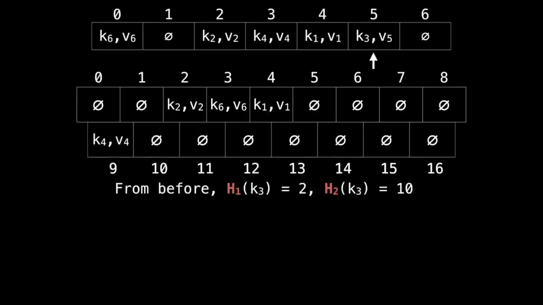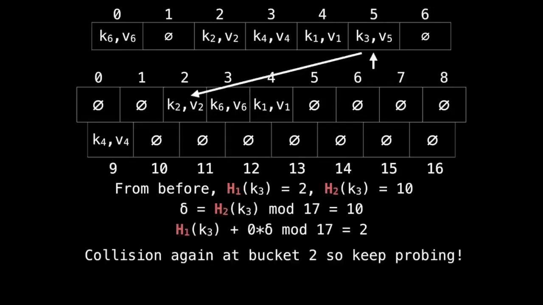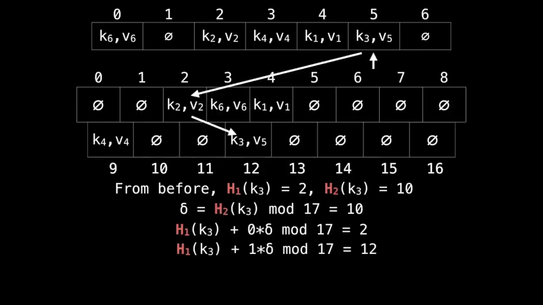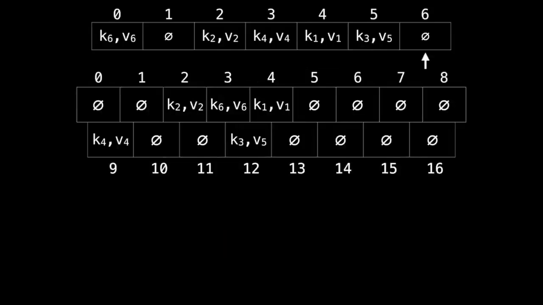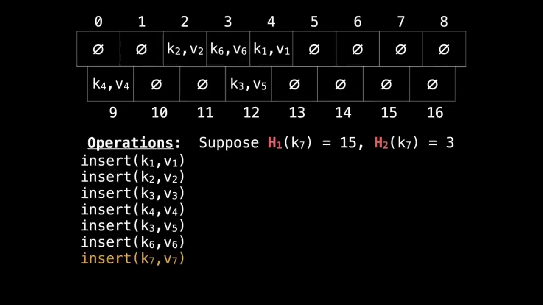So from before, h1 of k3 is 2 and h2 of k3 is 10. Delta is then 10. And we have a hash collision. So 1 times delta now gives us 12, and that slot is free. And we reach the end of the new table. So get rid of the old table and replace it with the new table.